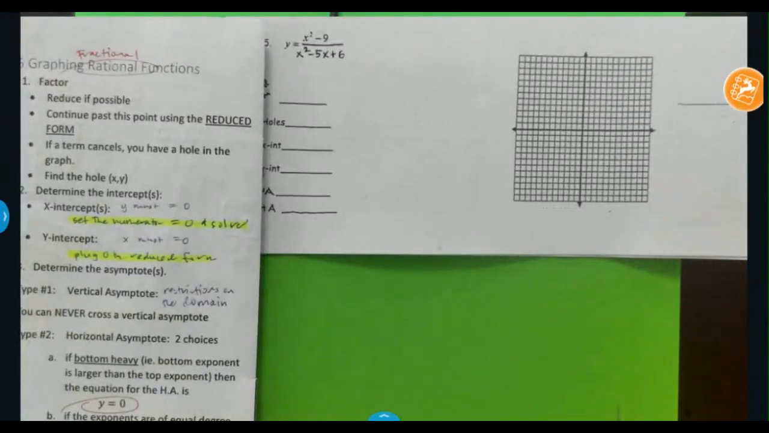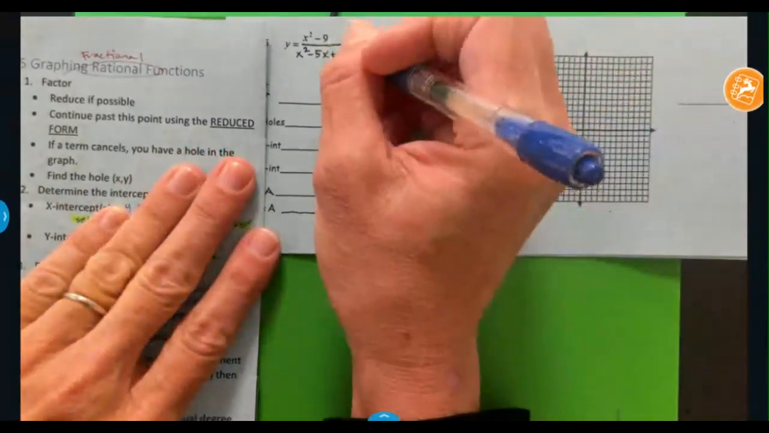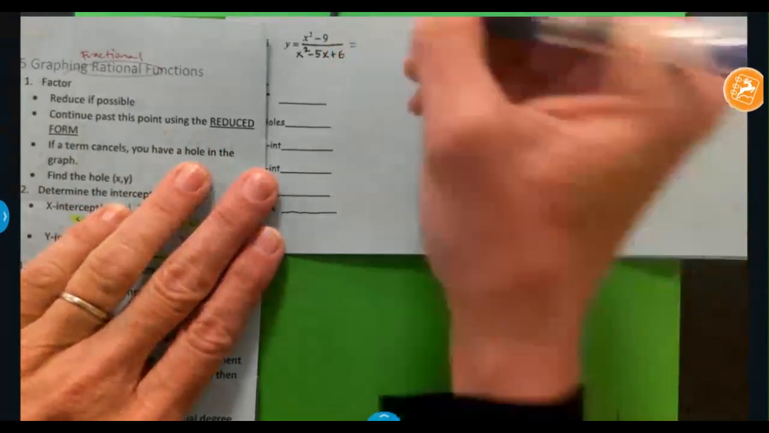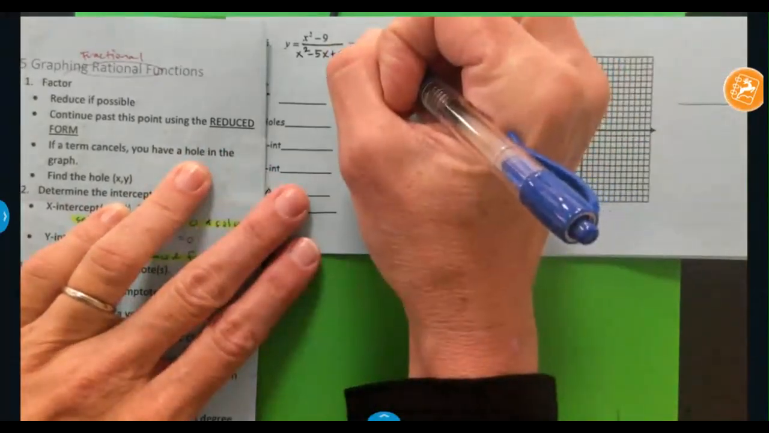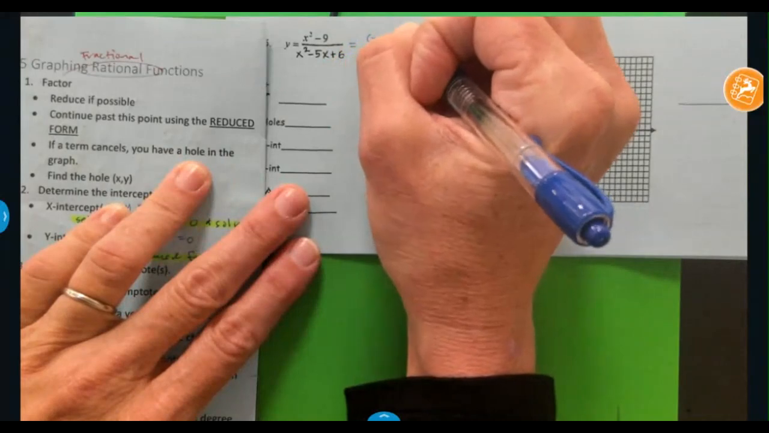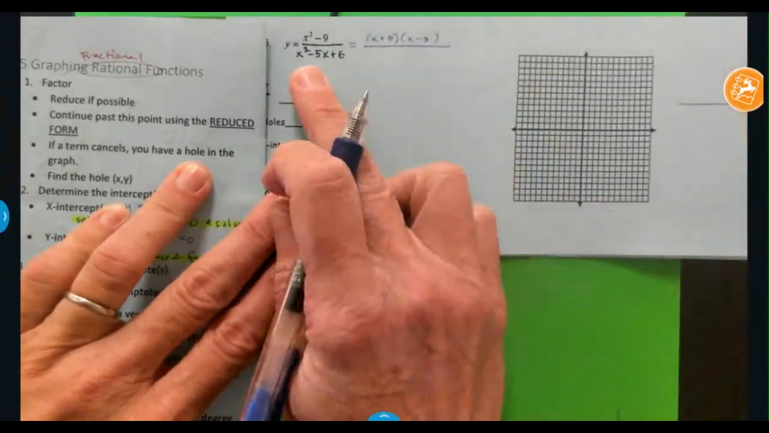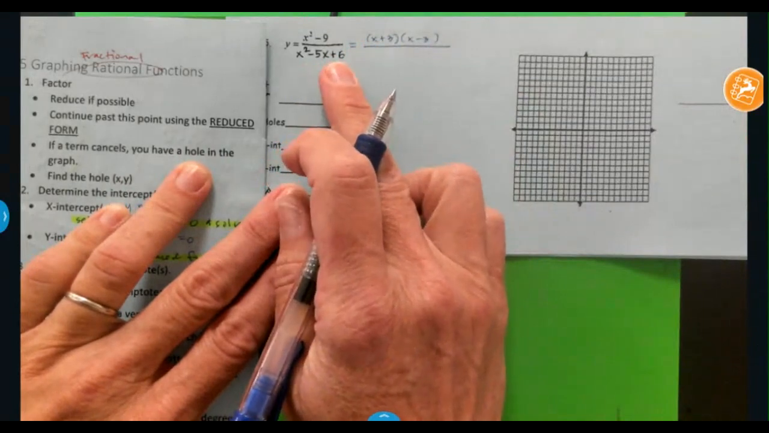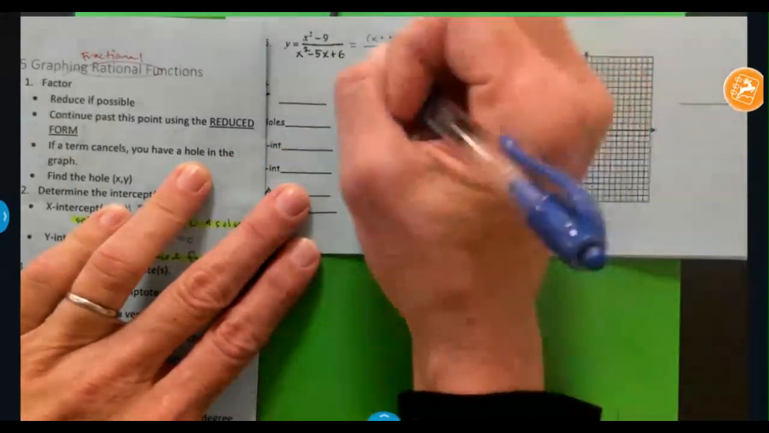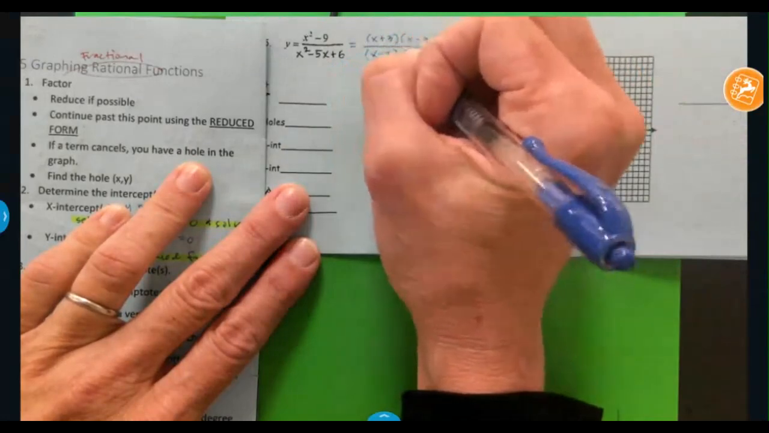All right, number 1, factor. So we have to be good at factoring in order to work with these rational equations. What does x squared minus 9 factor to? Good, x plus 3, x minus 3. And then we're going to factor this. What will multiply together to give us a positive 6 and add together to give us a negative 5? That would be an x minus 2 and an x minus 3.